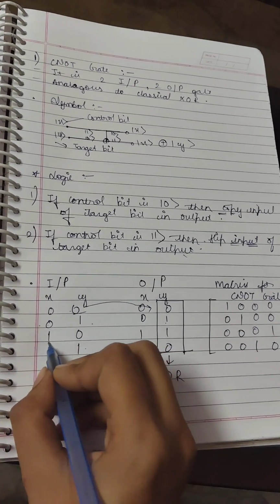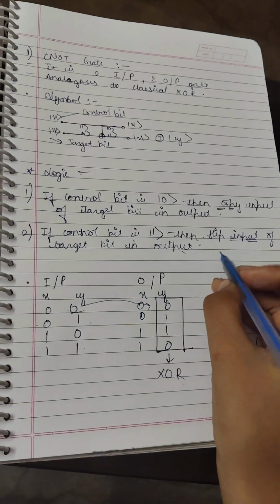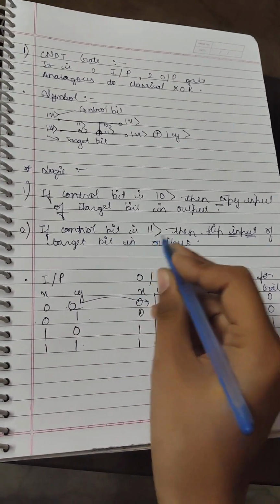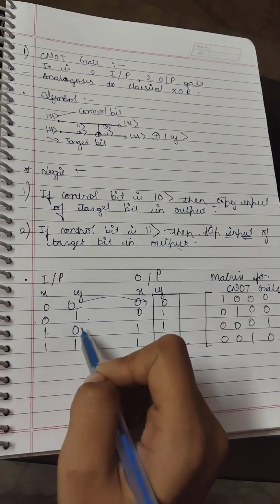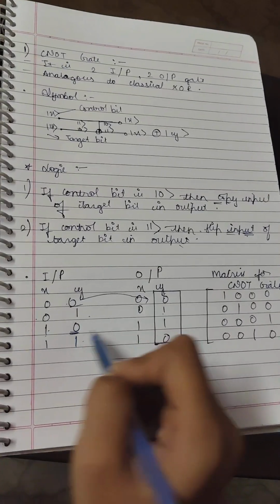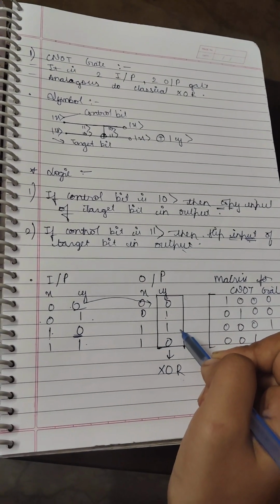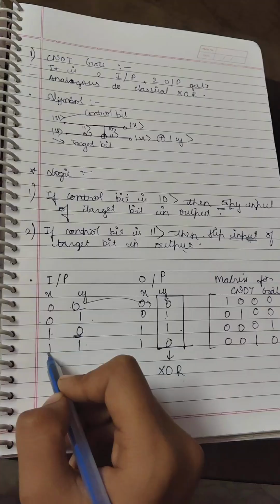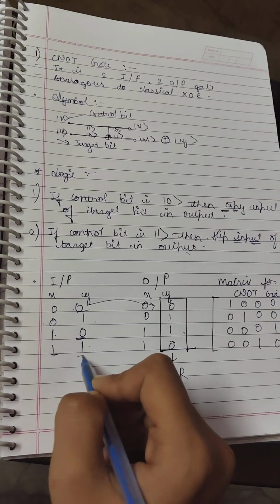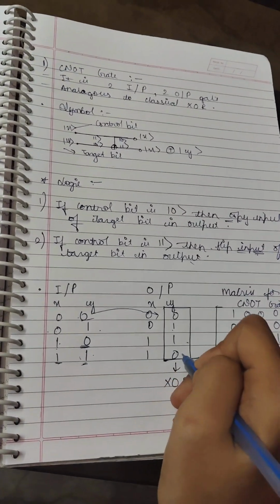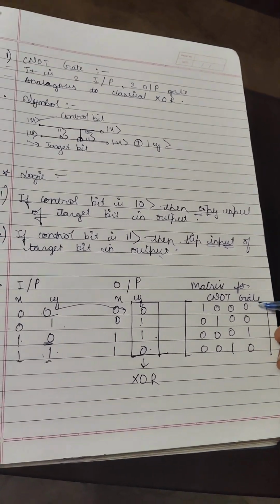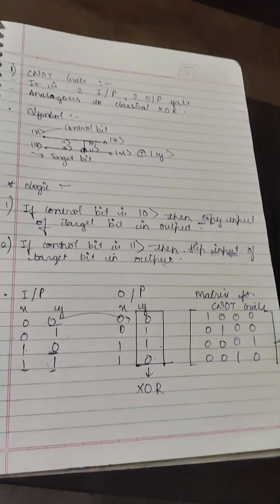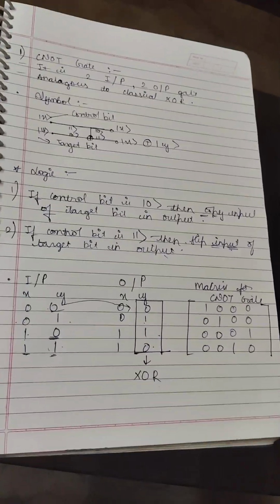But what happens when the control bit becomes 1? So here is the twist. When control bit is 1, then flip the input of target bit in the output. As here it is 1, we are flipping the target bit's input which is 0 in the target bit output and it becomes 1. Similarly here, when control bit is again 1 and our target bit is also 1, we are flipping it and it becomes 0. So in this way we then write the matrix of the CNOT gate.